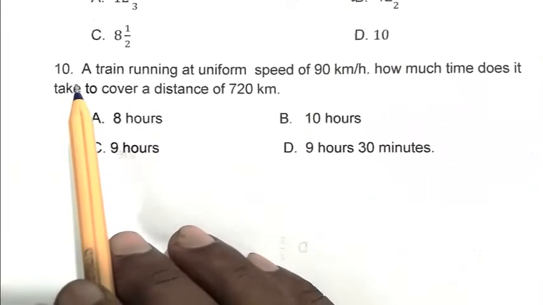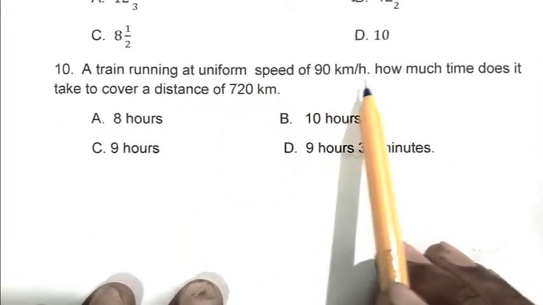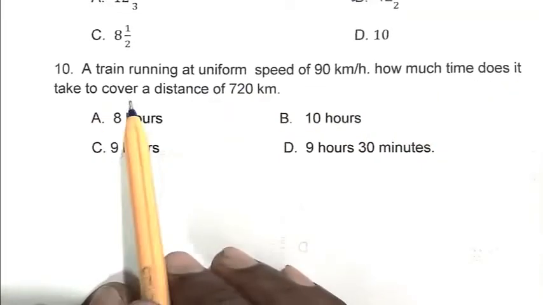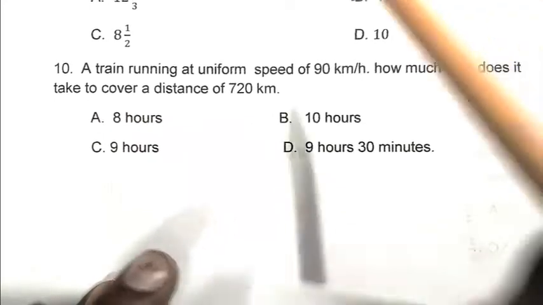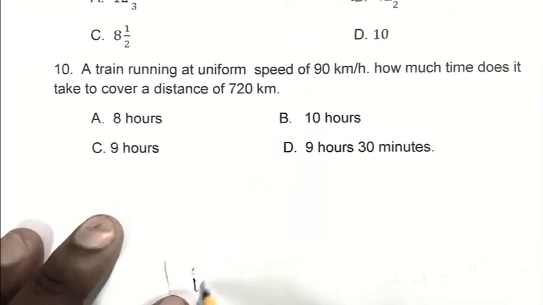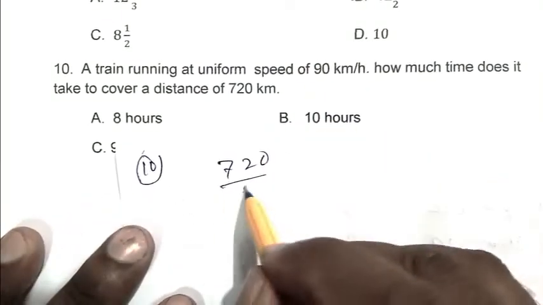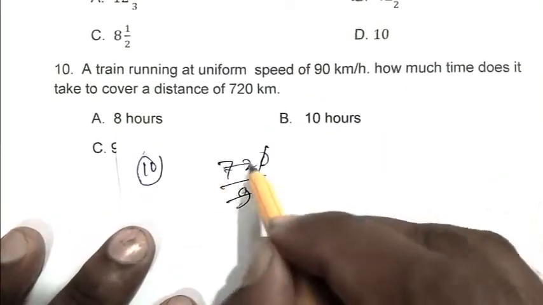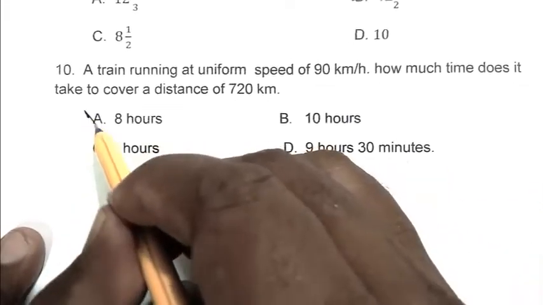Question number 10. A train running at a uniform speed of 90 km per hour, how much time does it take to cover a distance of 720 km? So we simply divide 720 km by 90. So 720 divided by 90, we got 8. So answer is 8 hours. A is the right answer.